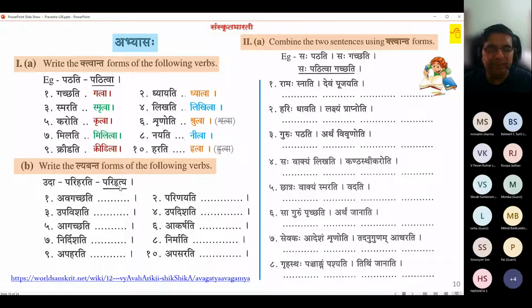Pariharati, parihritya. So now Lyabantas have to take place. Avagachati. Avagatya. Avagamya. Gam dhatu. Oh, avagatya. Avagatya only. Avagamya I have written here. Let me check. I am going to immediately check with Ashtadhyayi.com. Gachati is gatva, so I thought avagachati will be avagatya. But let's find out. Always go to the Guruvarya in the ashtadhyayi.com. Find out how they have decided. Gam dhatu I am doing.